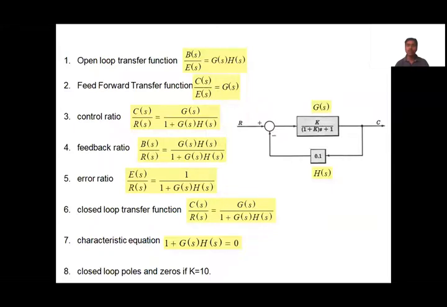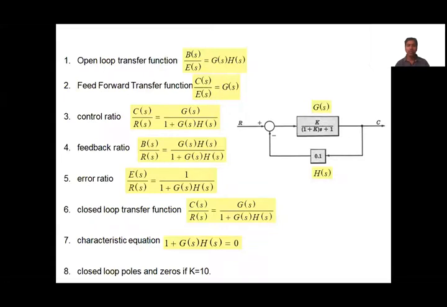So overall transfer function is given by G(s) / (1 + G(s)H(s)). Here only plus is given because we have clearly mentioned the negative feedback. And the feedback ratio B/R is given by G(s)H(s) / (1 + G(s)H(s)), and the error ratio E/R is equal to 1 / (1 + GH). That is, we can substitute and simplify this.